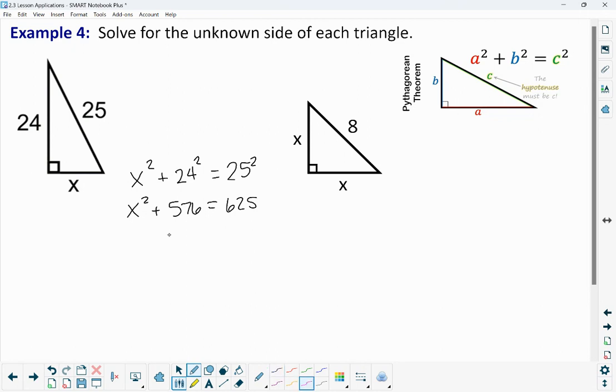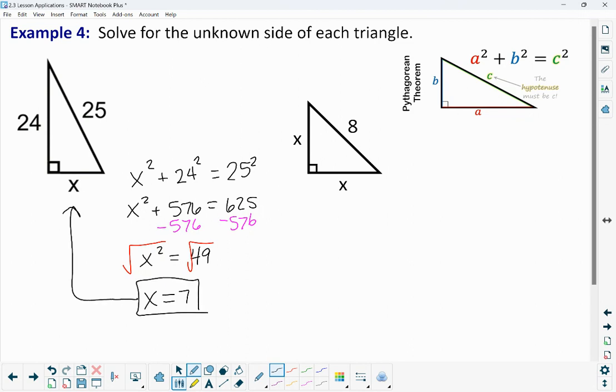So if we solve for x squared, or if we get that x squared isolated so that we can finish solving for x, we're going to subtract 576. That gives us x squared is equal to 49. And now we can apply our square root, and we can get our answer x equals 7. Again, I didn't use a plus minus symbol here because it's not going to be a negative 7 side length. This is x equals 7 for this shape.